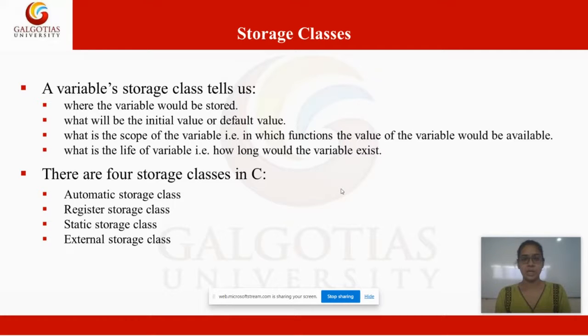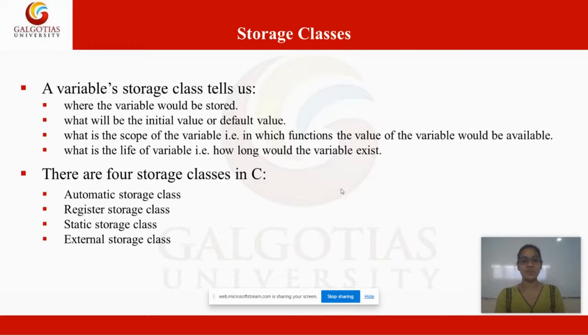So now, continuing with the discussion on storage classes. See, a variable's storage class tells us where the variable would be stored, what will be the initial value, or we call it the default value for that variable, what is going to be the scope of that variable, that is, where all can you use this variable, in which functions the value of this variable would be available. And fourth is the life of the variable, that is, how long it is going to exist in the memory and be able to be referred to by that variable name. So we have four storage classes: automatic storage class, register storage class, static storage class, and external storage class.